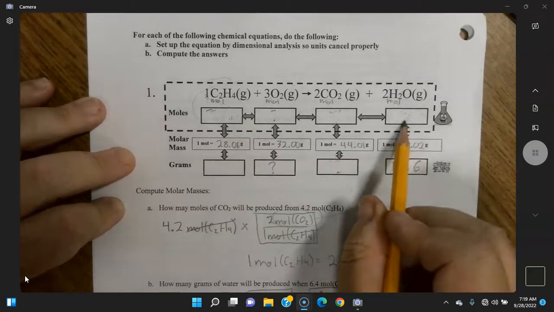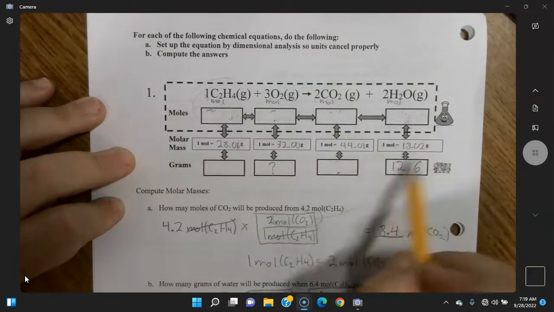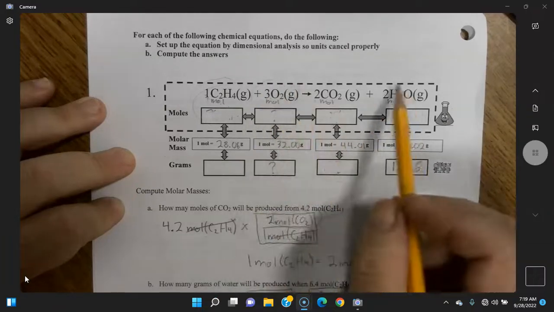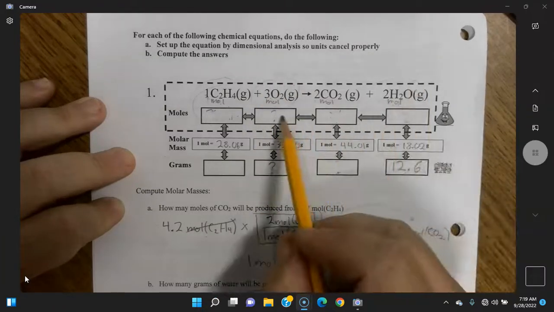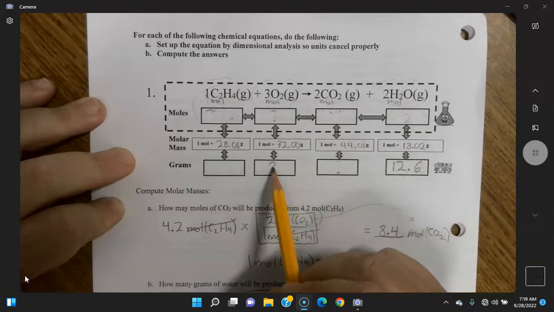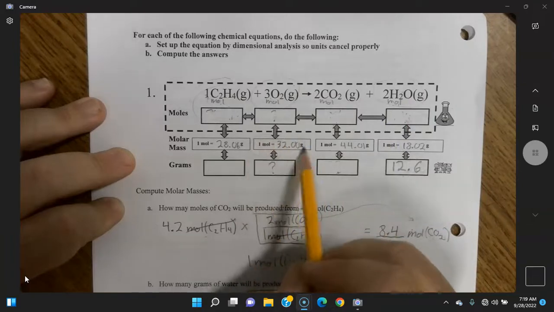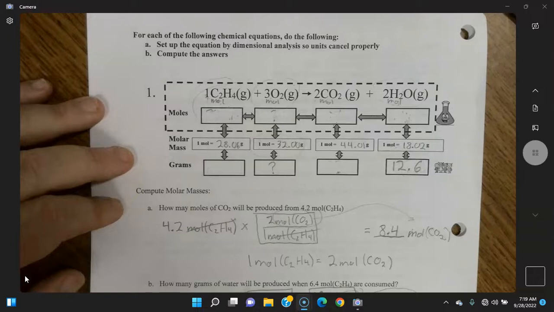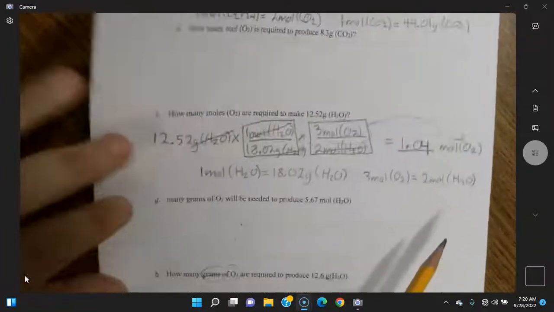So you need to start here. You need to go up into the equation using the molar mass of water, then side to side using this relationship between moles of O2 and moles of H2O. That gets you to here, and then you come back out to the question mark using the molar mass of O2. All right, so let's go ahead and set that up. And it's 3 boxes.